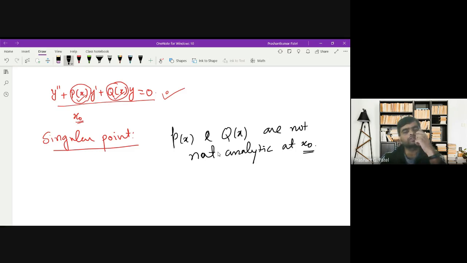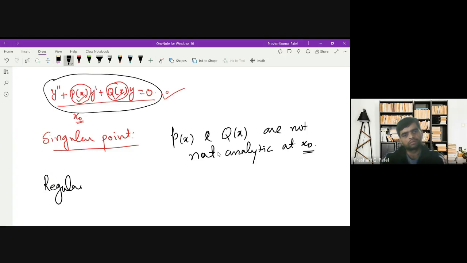In that situation, we need to find out what the general solution, or the series solution, will be for this differential equation. To understand that, we have to learn a very important topic. It's called the regular singular point. So what is the regular singular point?